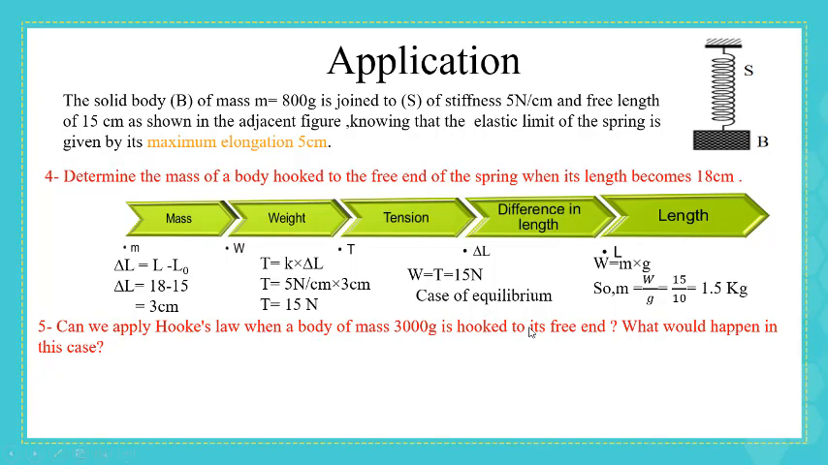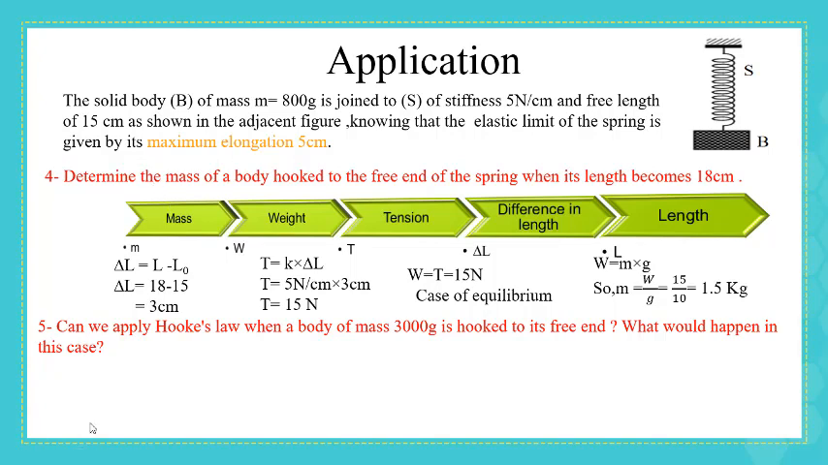Now, in order to know what will happen, we have to start from the given. The given in this question is the mass of this body. So we have the mass, and we have to find delta L. This is the aim of this exercise, to find delta L. So start from the given to find the aim of this exercise, that's the elongation.